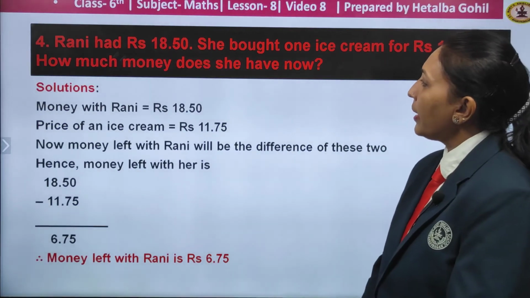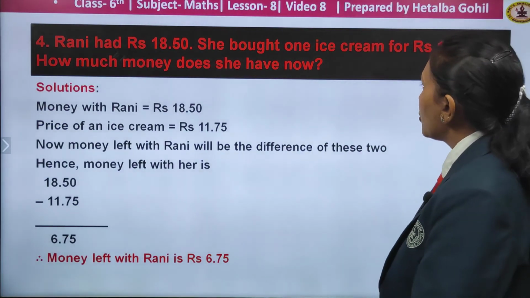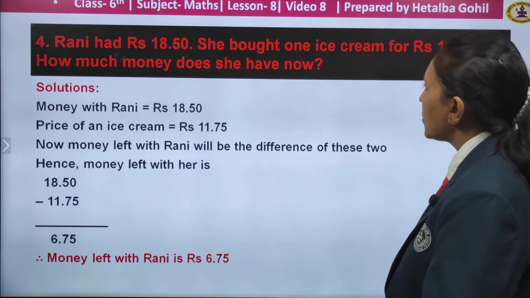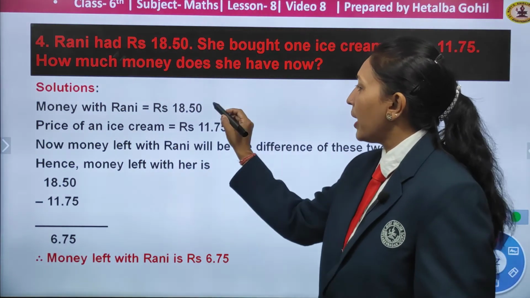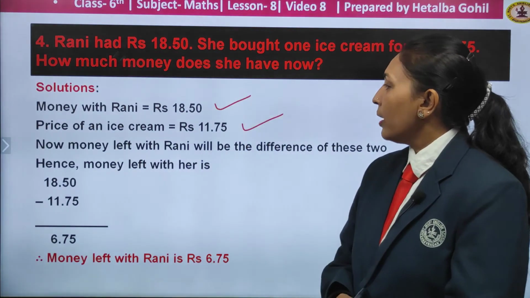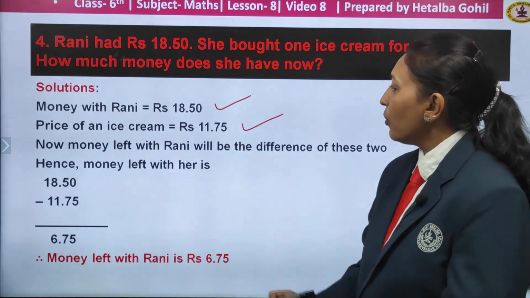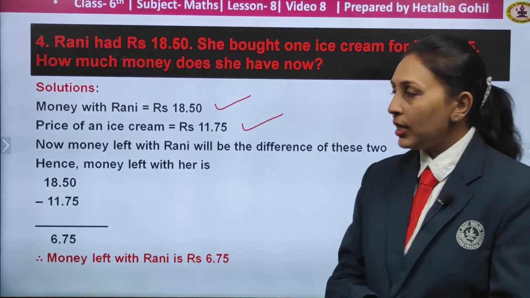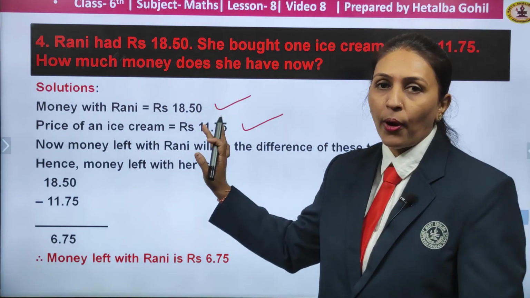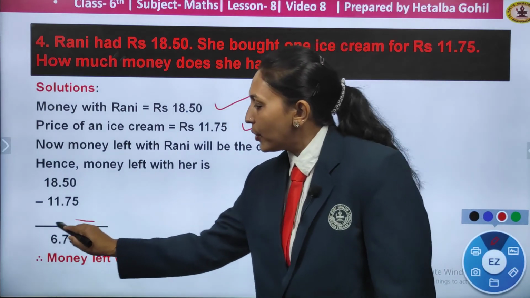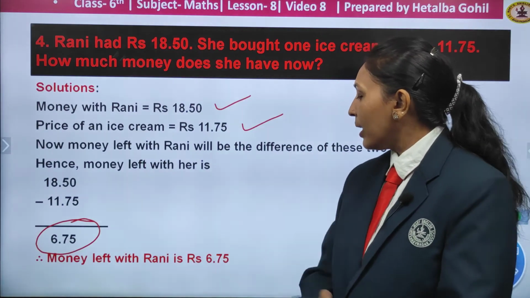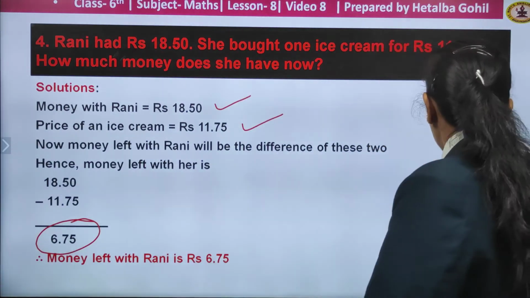Question number 4. Rani had rupees 18.50. She bought one ice cream for rupees 11.75. How much money does she have now? So, out of the total money that she had, rupees 18.50, she purchased an ice cream for 11.75 rupees. Now, how much amount is left with her? To find that, we need to subtract 11.75 from 18.50, and subtracting both, I am going to get my answer here as 6.75. So the money left with Rani is rupees 6.75.